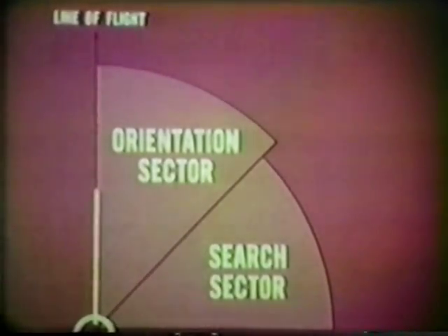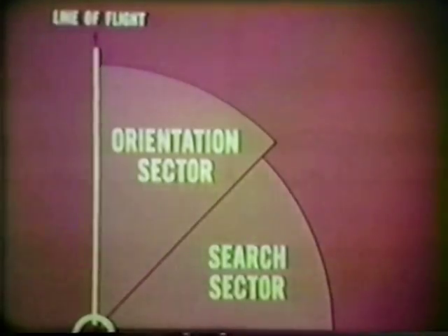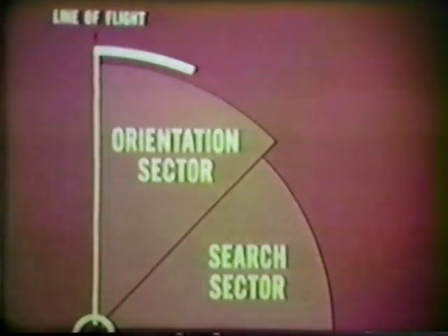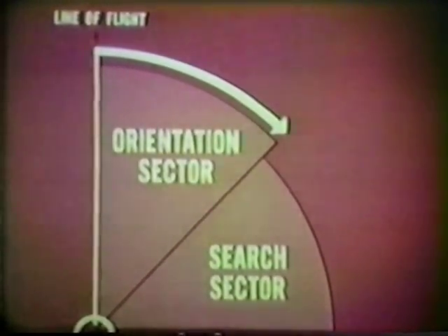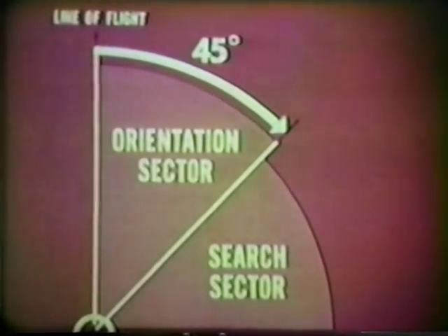In relation to line of flight, the orientation sector covers the forward vision of the observer around to 45 degrees. You use this forward sector to orient yourself geographically, to see where you are and where you are going.